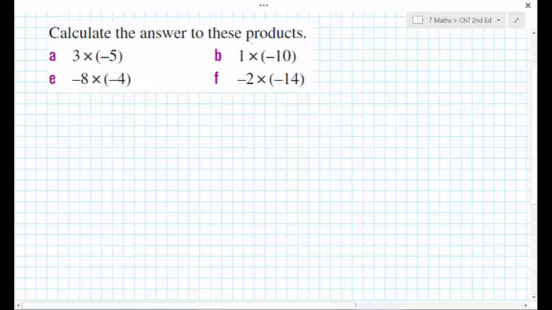Okay, let's have a look at these products. So let's look at B. I have 1 times -10. Let's first of all think about if I have products of things.